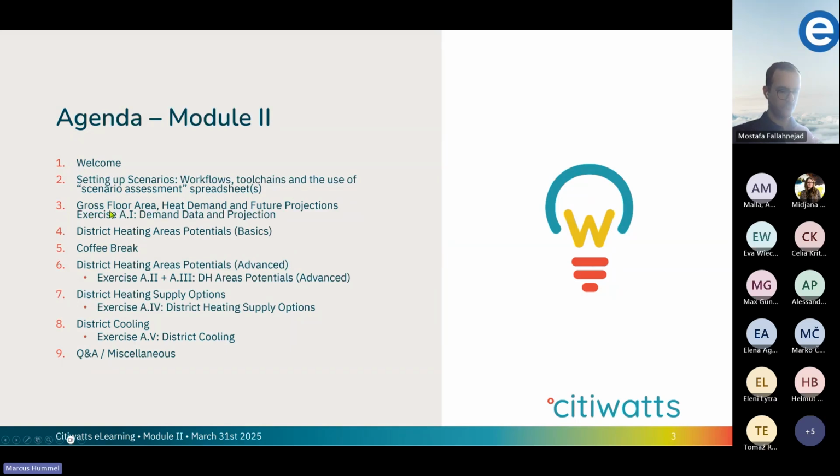Then we're going to have a slot on gross floor area, heat demand, and future projections. We're also going to have an exercise on that, demand data and projection, presented by myself. After those demand data and demand projection that we use as a basis, we go into district heating potentials. We have a basic module that will be introduced first, and then an advanced module. Both of them will be presented by Mustafa.